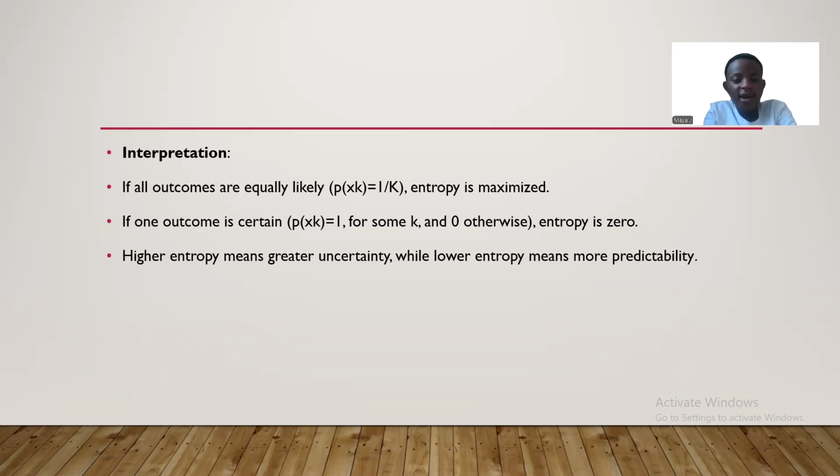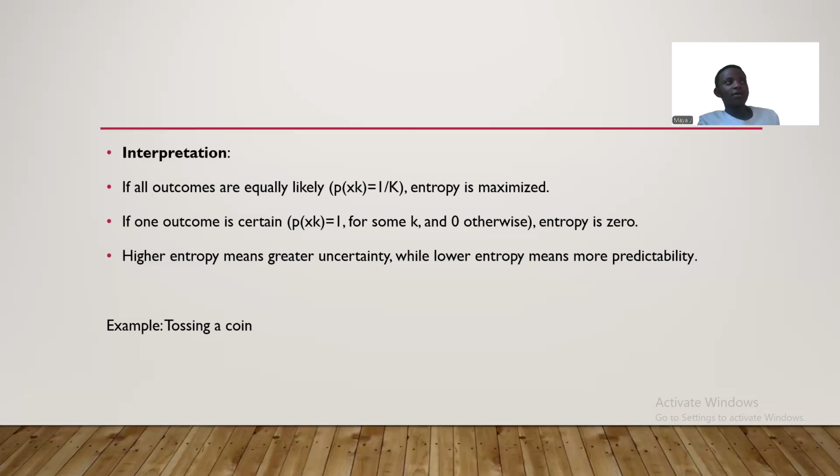So as you have said, higher entropy means greater uncertainty, and lower entropy means more predictability. You don't want predictability in this case. Take the example of tossing a coin. If you are very sure that you're going to get a head or a tail, you're very certain, and in that case the entropy is 0.